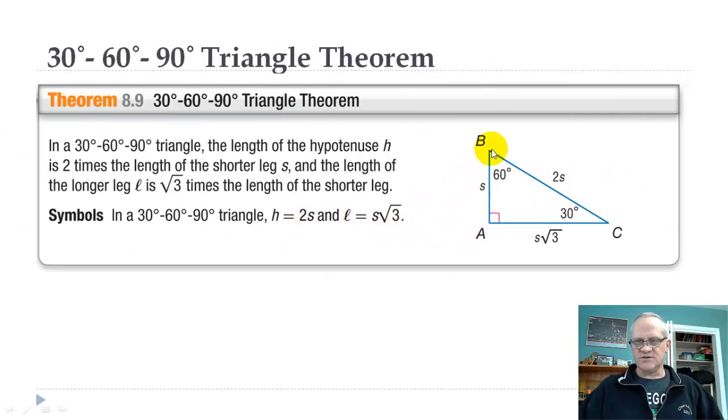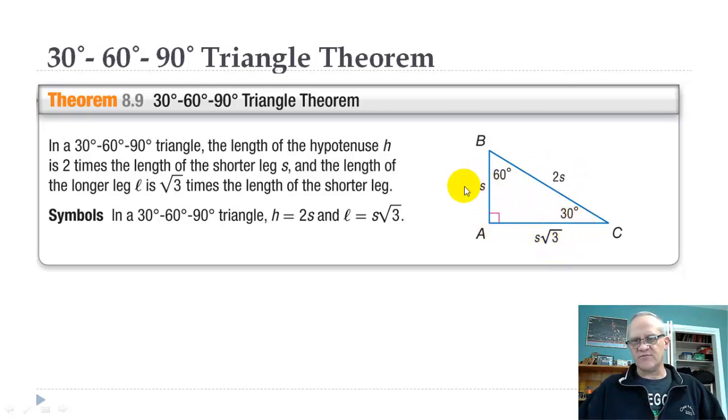So in the 30-60-90 triangle, this is the short side, which is straight across from 30. That's your short side, S. The other side, from the original triangle, is 2S, so that's your hypotenuse here. And then the altitude, or the other leg, is S times the square root of 3.